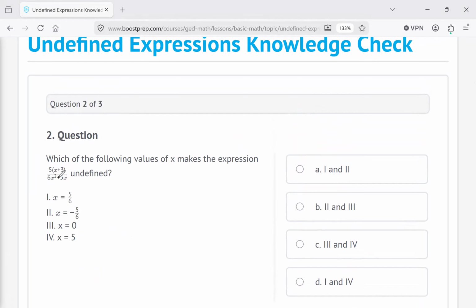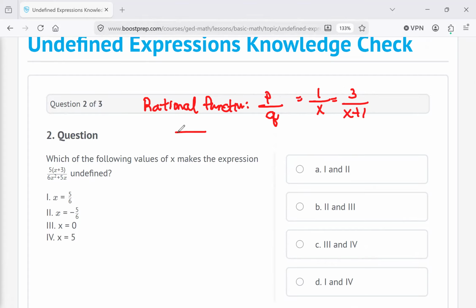So what you can do, because this is a rational function, and what do I mean by a rational function? It's basically in P over Q form. So basically anything that's in fraction form. For example, 1 over x is a rational, 3 over x plus 1 is a rational. You have a numerator and a denominator, right? So what does it mean when something's undefined? It's basically if you set the bottom to 0, that's how you know. So what we could do to make your life easier is simply set the bottom to 0.